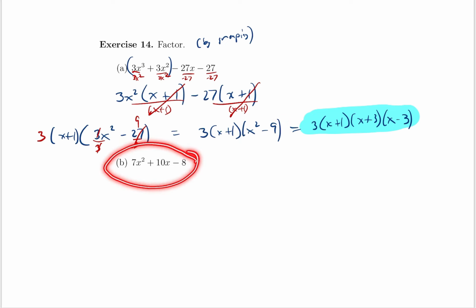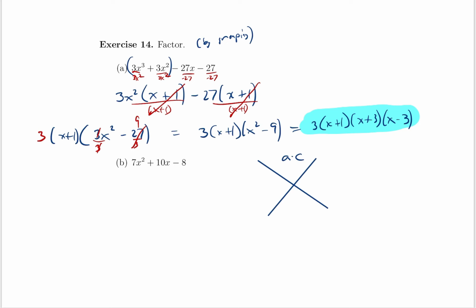When you have a trinomial and they're asking us to factor, look for a GCF first. There are none. So now you can do a diamond, and that would look like this. I always put a times c on the top and b on the bottom. So your a is 7, your b is 10, and your c is negative 8. So the diamond says that it's a times c on the top, which would be negative 56.